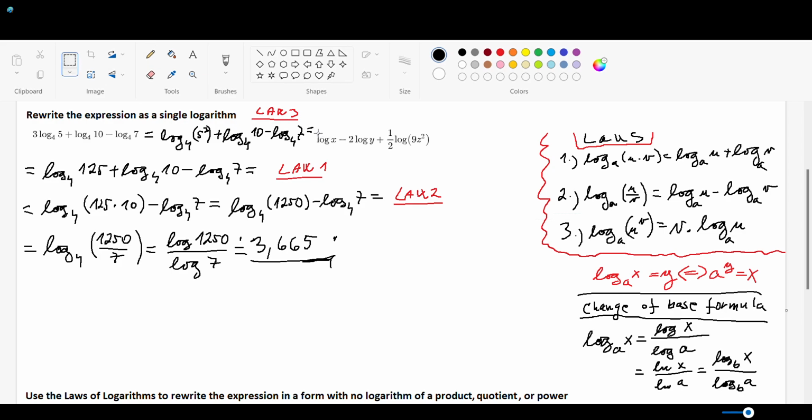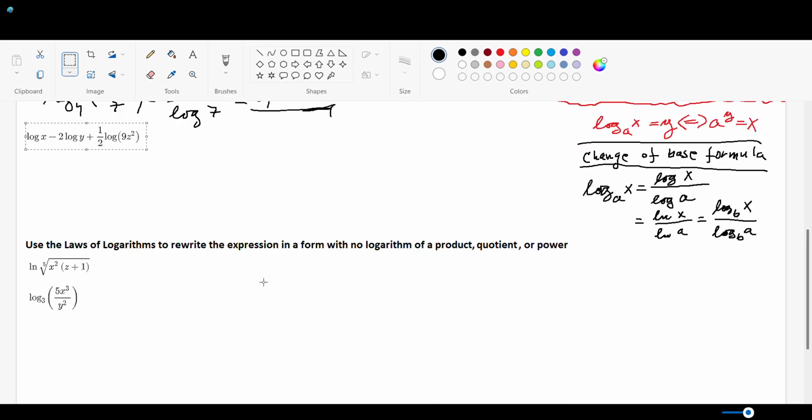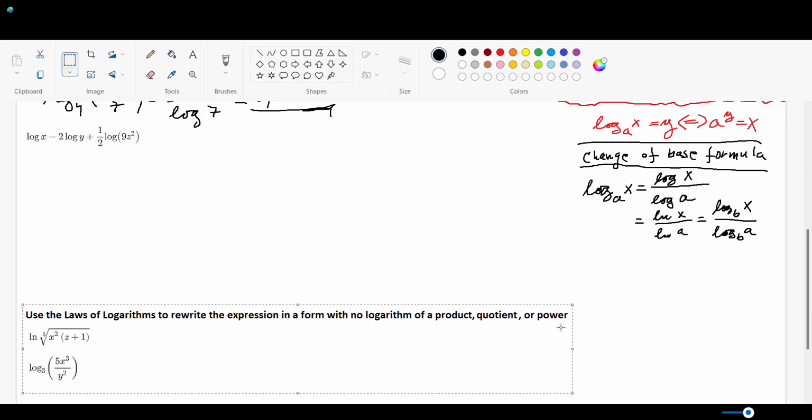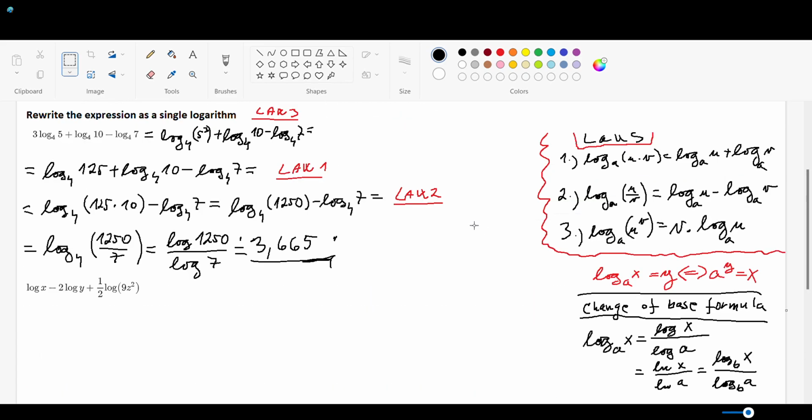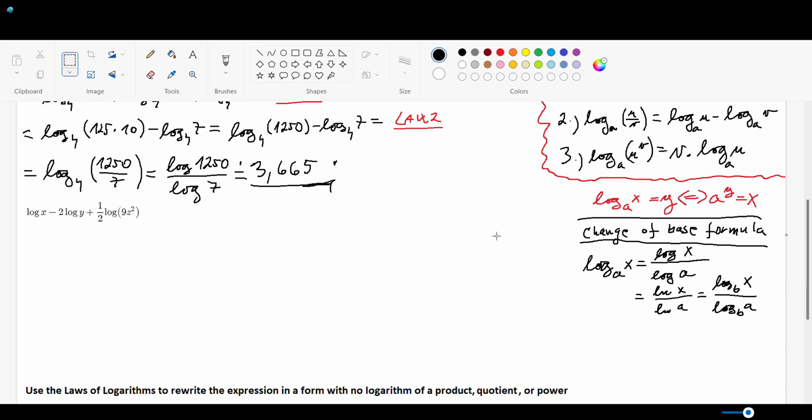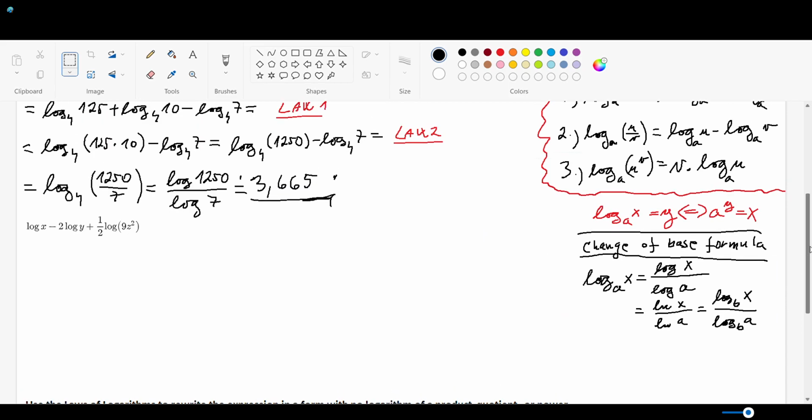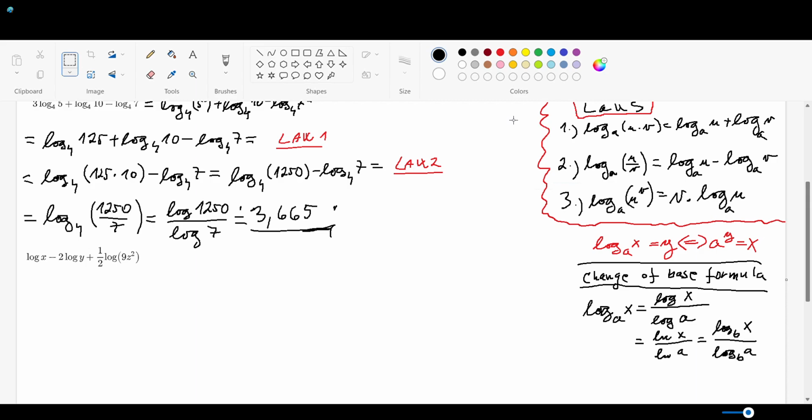Now let's try the next exercise, which is this one. Let me put it here, and I hope I will have enough space, but just to be sure I want to make more space. Okay, I think this is fine, so that you can also see the laws of logarithms.